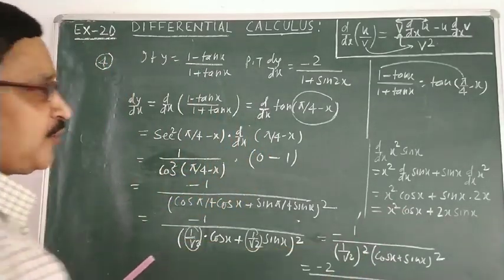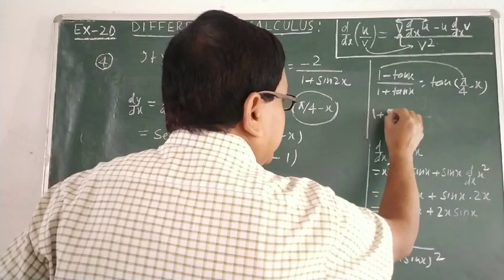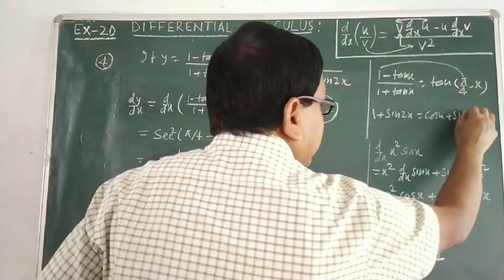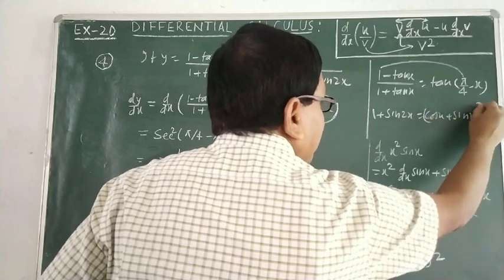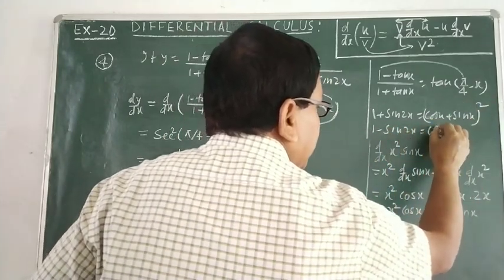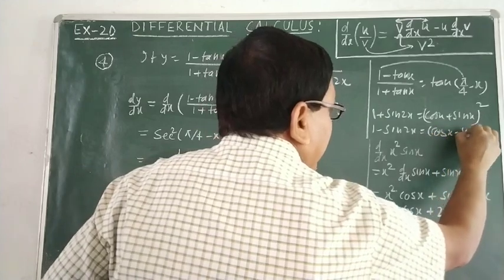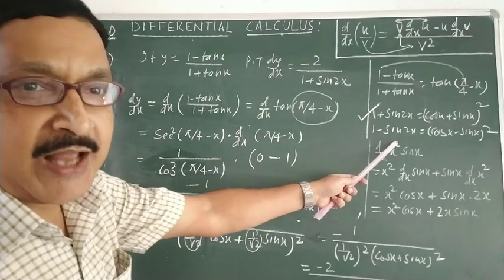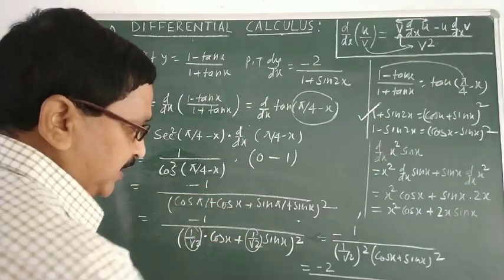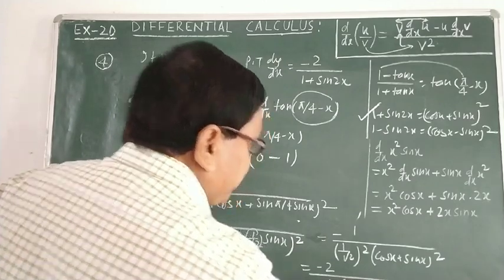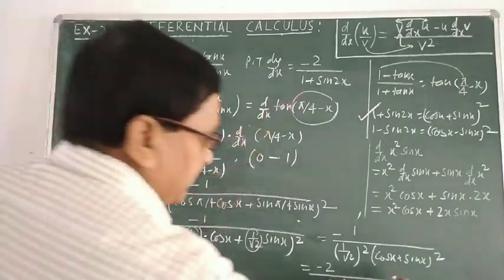We know from trigonometry that 1 plus sin 2x is equal to (cos x plus sin x) whole square, and 1 minus sin 2x is equal to (cos x minus sin x) whole square. These two formulas are like saving formulas from trigonometry. So this will be 1 plus sin 2x. The problem is done. This is proved.